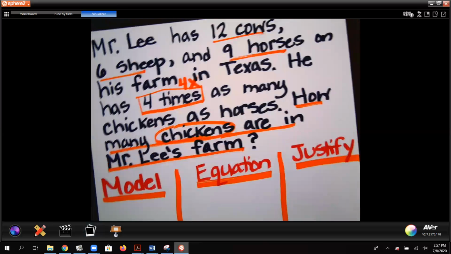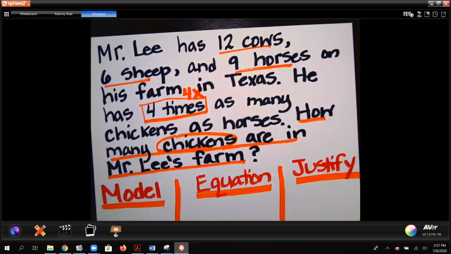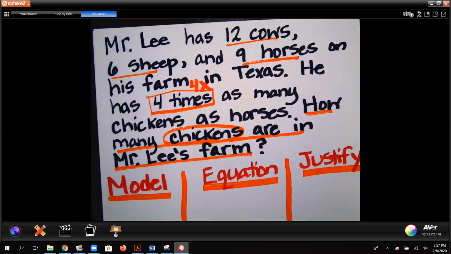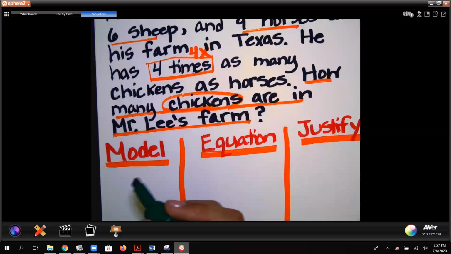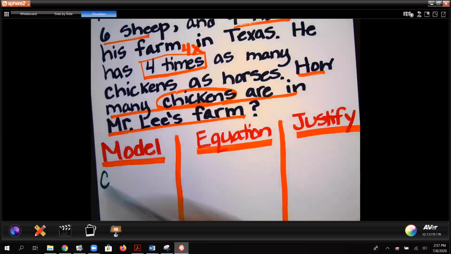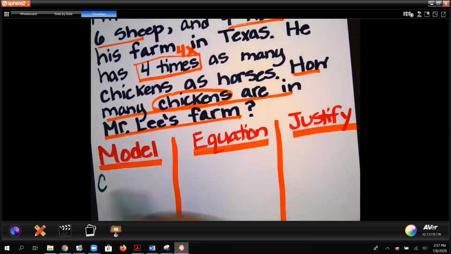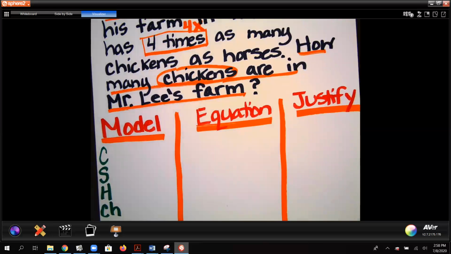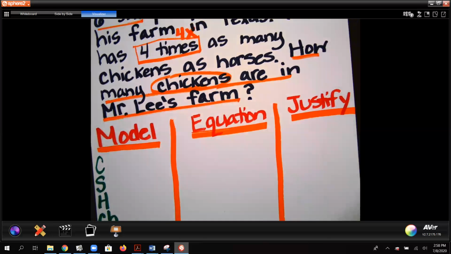So we have cows, 12 cows. We're going to put a C for cows. We also have sheep. We have horses. And there's chickens. I'm going to put CH for chicken so we don't get confused with the cows. Okay, so I'm going to make a bar model. Now I'm going to draw my bars on there.